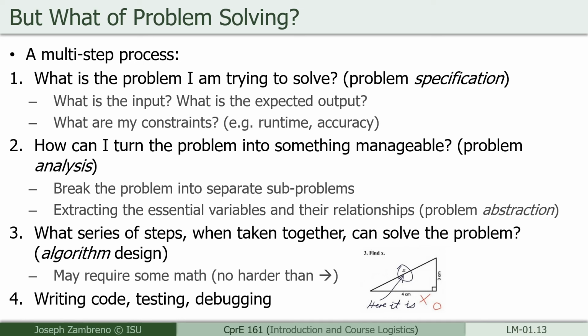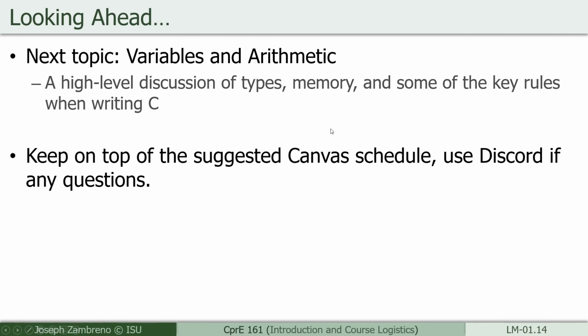And then once we have a handle on that, then we start worrying about writing code. Then we open up our editor and we start typing things in the editor that we have here. Then we go into the testing and the debugging process that we have there. This is a good point for us to end this kind of first applied part of our lecture. Our next topic is going to be about variables and arithmetic in C. It's going to be a high level discussion of the types and the memory and some of the key rules that we have when writing C.